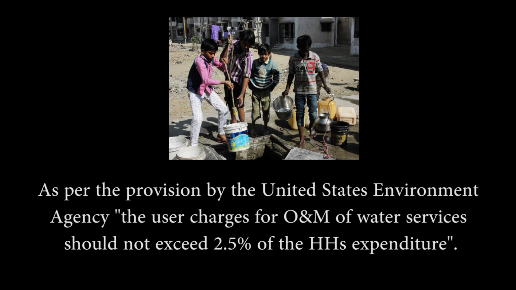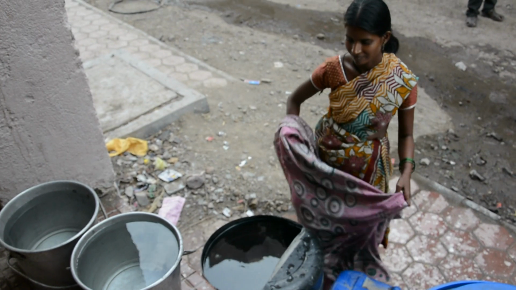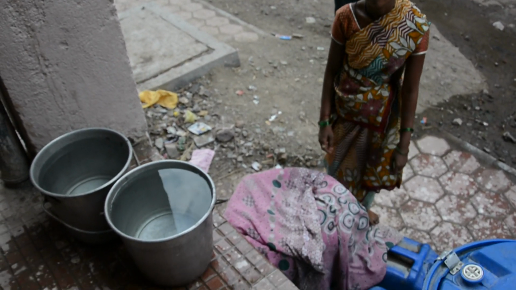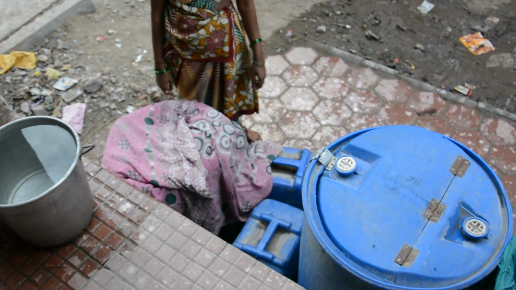As per the provisions of the United States Environmental Protection Agency, the user charges for operation and maintenance of water services should not exceed 2.5% of the household expenditure for them to be affordable. However, in India only 5% of the households have monthly expenditure levels for which the monthly user charge required for cost recovery of proper centralized water services is 2.5% or less.